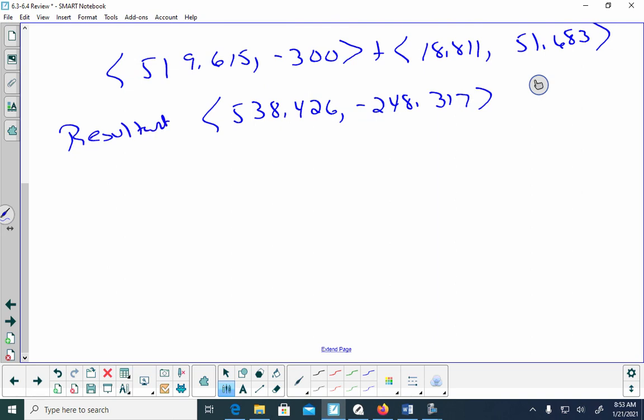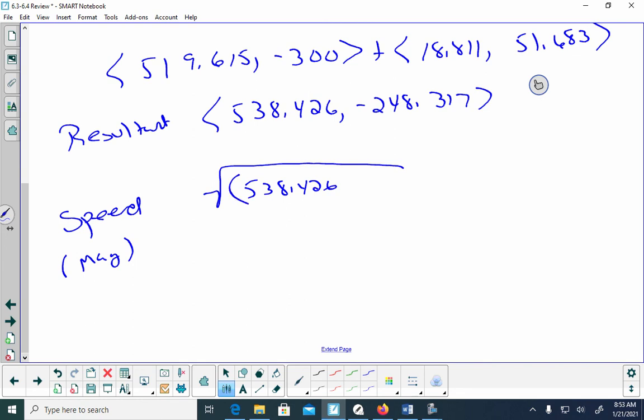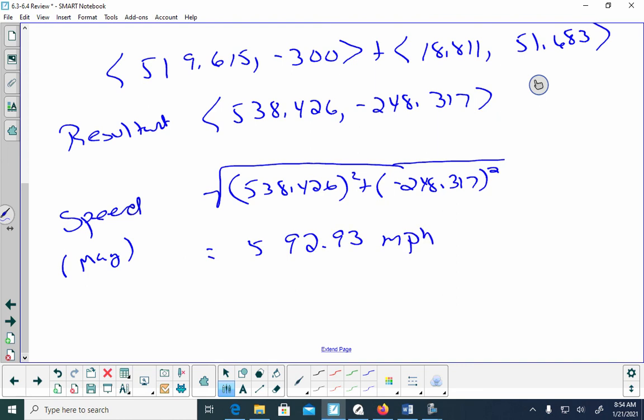So now I want to find the speed, and the speed is the magnitude. So I'm going to do the magnitude. So I'm going to take that 538.426, square it, and make sure when you're doing one, especially when you get larger numbers, that you put the negative ones in parentheses so you don't mess that up and you actually squared because it will be positive when you square it. When I do this, I get 592.93. My units are going to be miles per hour.